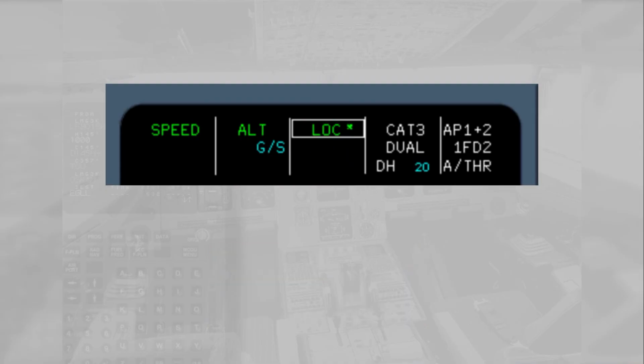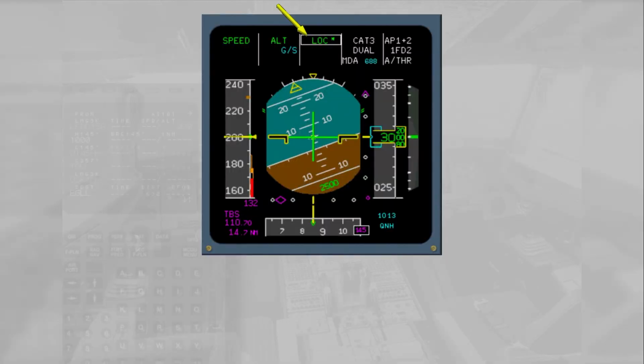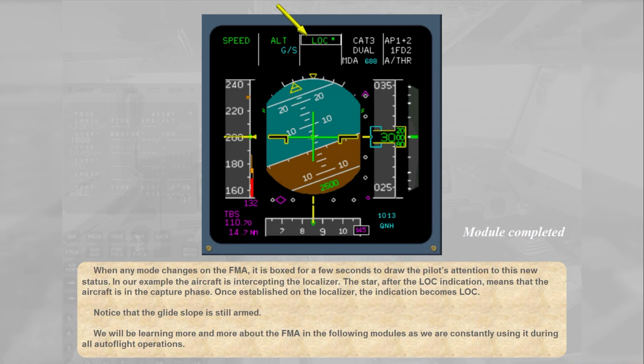When any mode changes on the FMA, it is boxed for a few seconds to draw the pilot's attention to this new status. In our example, the aircraft is intercepting the localizer. The star after the lock indication means that the aircraft is in the capture phase. Once established on the localizer, the indication becomes lock. Notice that the glide slope is still armed. We will be learning more and more about the FMA in the following modules, as we are constantly using it during all autoflight operations.